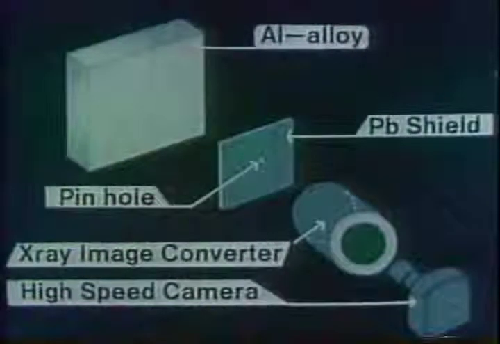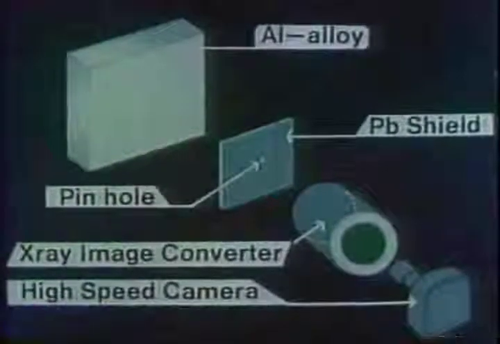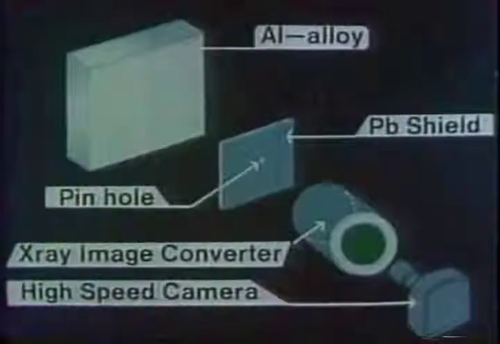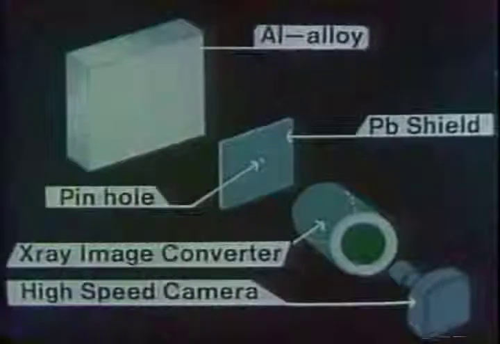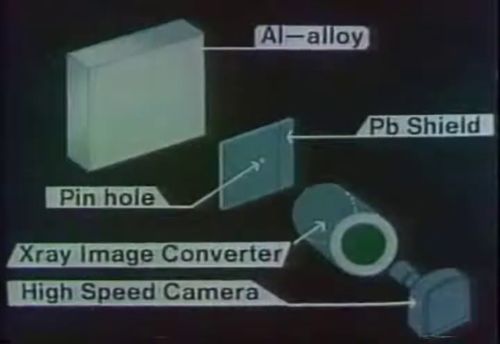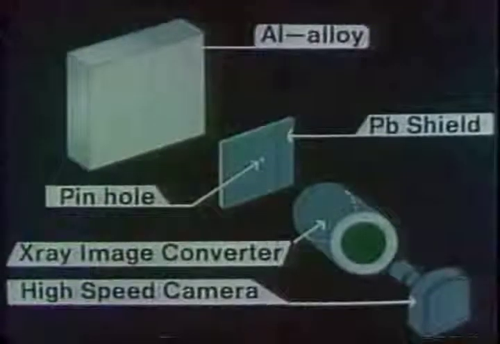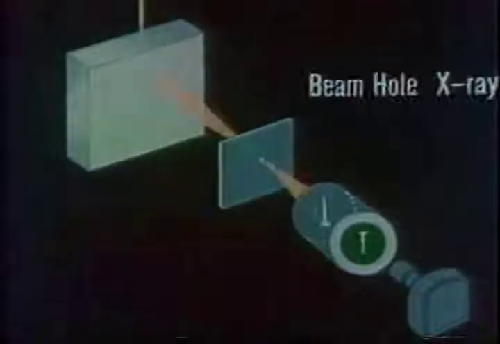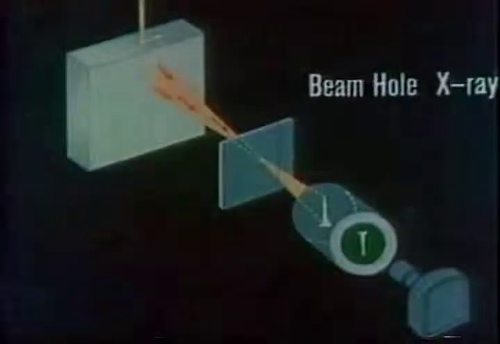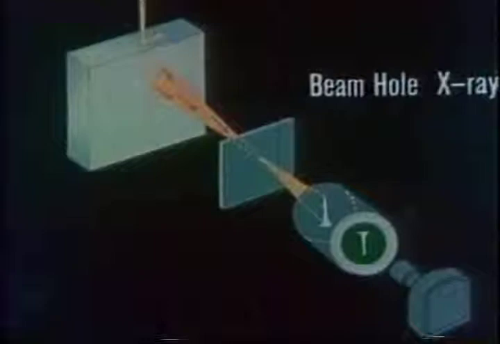Similar behavior can be observed in an actual EB welding of metal. The X-rays are emitted from the place where the electron beam interacts with the wall, and this is called the beam hole X-ray. By detecting this beam hole X-ray with a pinhole camera, it is possible to observe directly the behavior of the interacted zone. An aluminium alloy was adopted here since it is suitable for such X-ray observation.